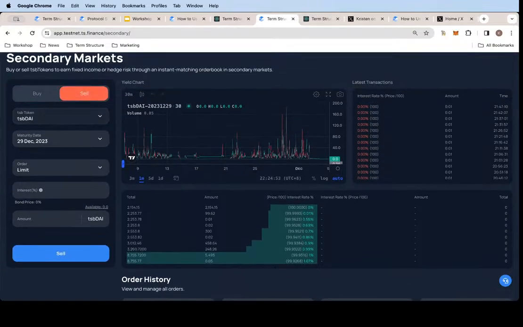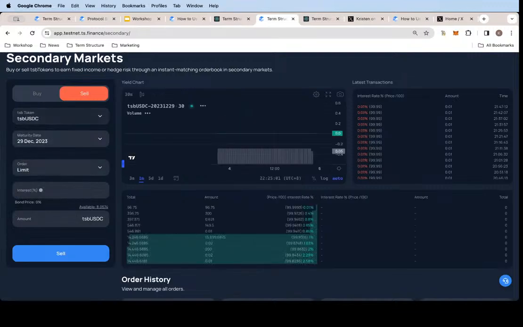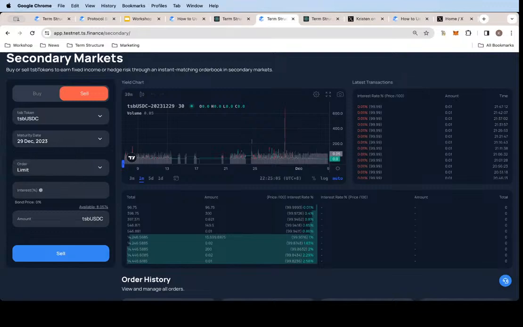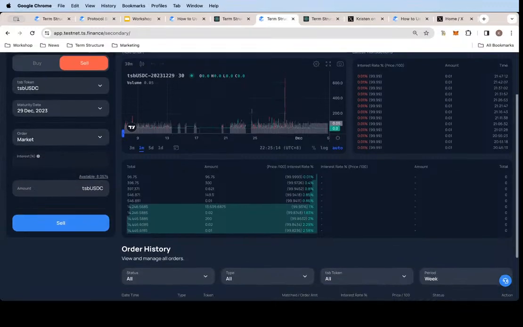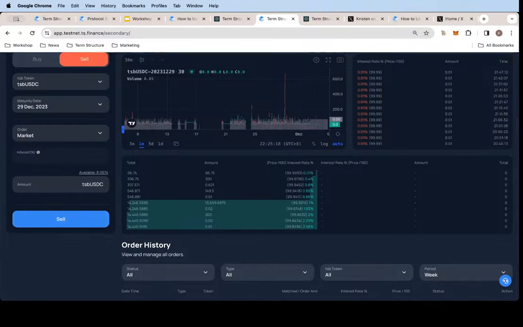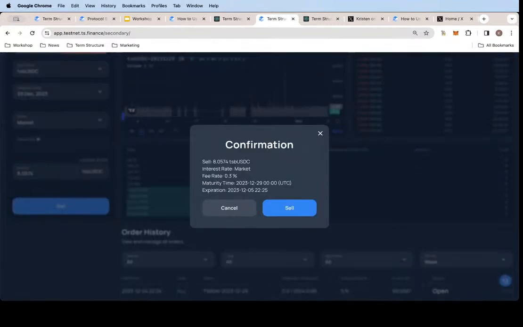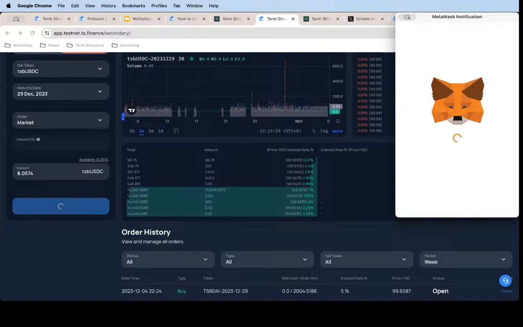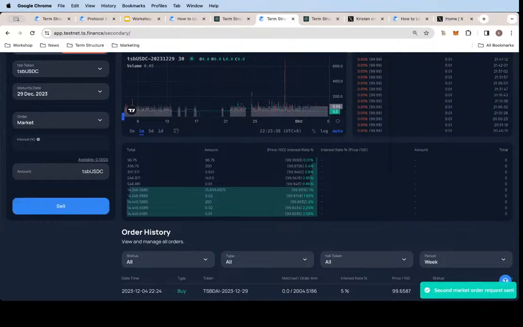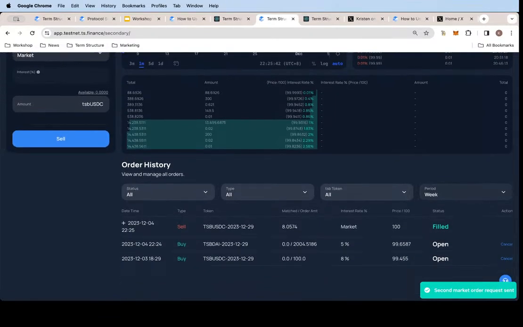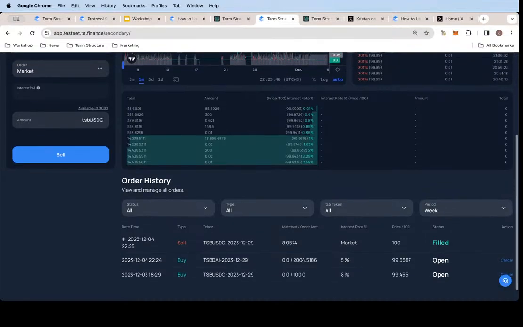Okay, so now let's try to sell TSB tokens. So for example, I want to sell TSB USDC tokens. And again, the maturity date is December 29th. And you can choose either a limit order or market order, but let us try market order this time. And the system will also automatically calculate the maximum amount of TSB USDC token you can sell. So I'm just going to click this and click sell. Please review the information. If everything is correct, you can just proceed. And then click sign. Okay, so it's failed. And you can always view your order history right here to track the status.